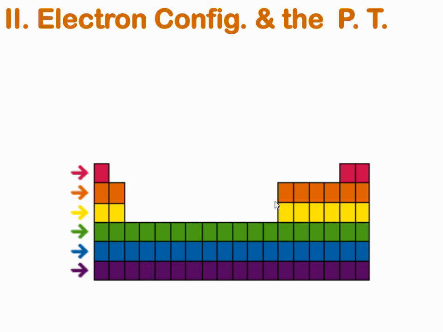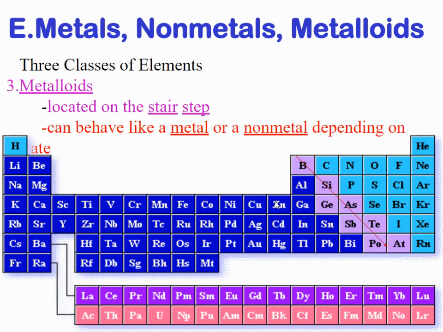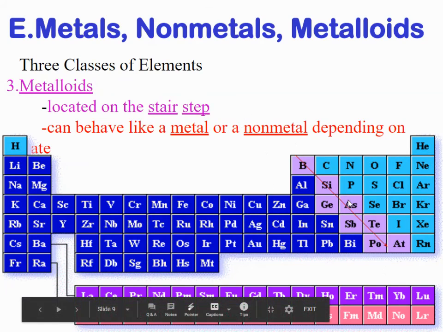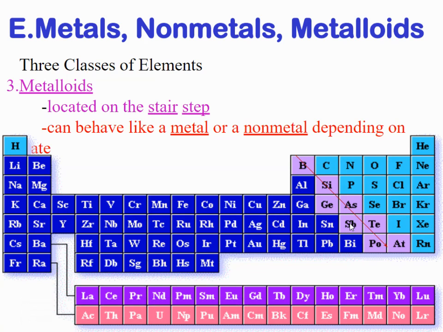And metalloids are the next stair step. So this is this area. So the nice pink area. They behave like a metal or a non-metal depending on which state they are in. So if it is solid, it may act more like a metal, and if it's a liquid or a gas, it may act more like a non-metal. So it just depends on their different characteristics.